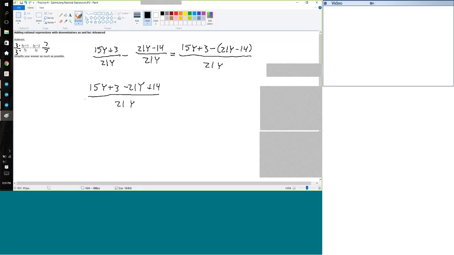And if we clean up our like terms, 15y minus 21y is negative 6y, plus 3 plus 14 is positive 17, all over 21y. Any questions about that?